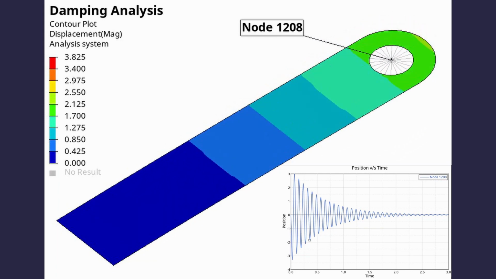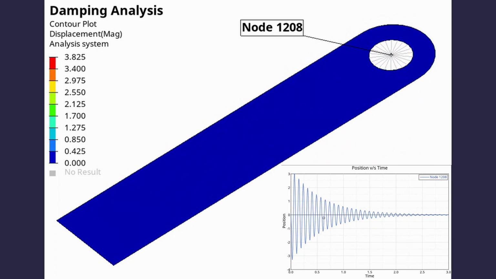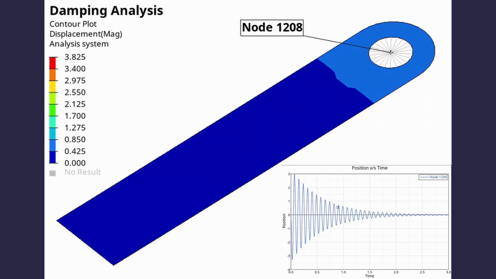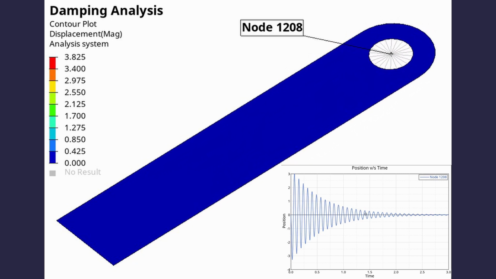One end of the cantilever plate will be displaced from its initial position by action of an external force. After the force is removed, the free vibration of the cantilever plate will be observed under the action of structural damping. Let's get right into it.